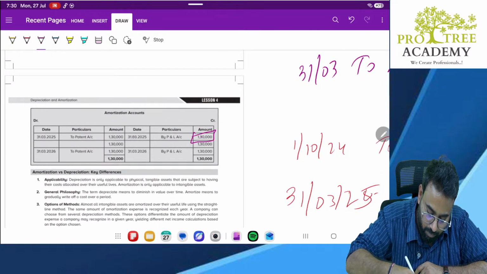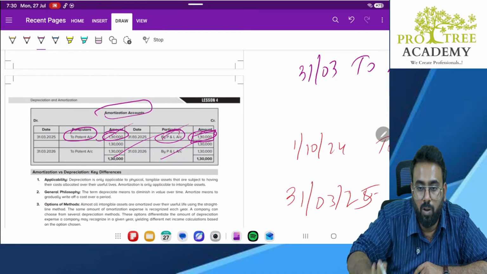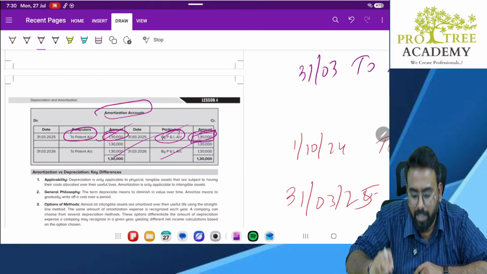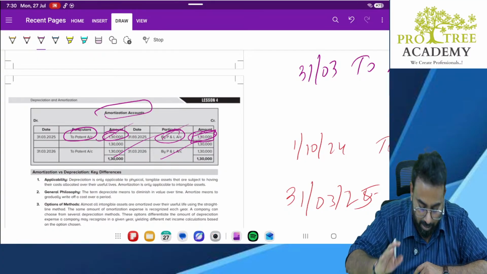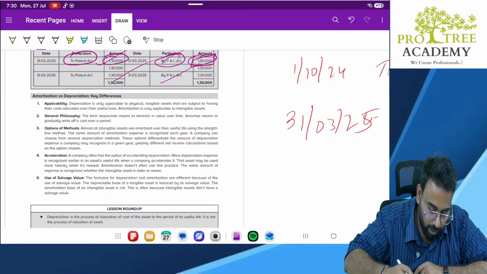Next year it will continue. So every year it will continue. So this is amortization account to patent account, 1,30,000 transferred to P&L. Here also it is an expense account. It will never get carried forward. It will be transferred. Clear? Everybody? Yes. Okay, so that is your amortization.